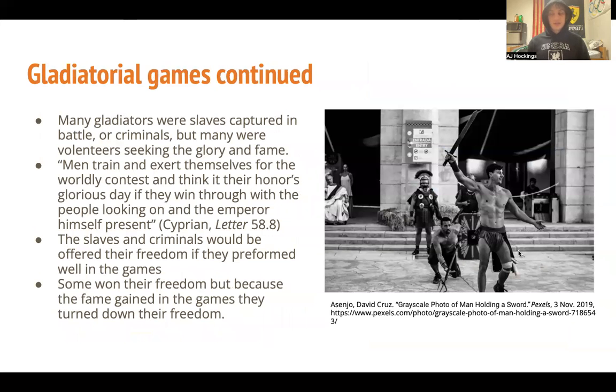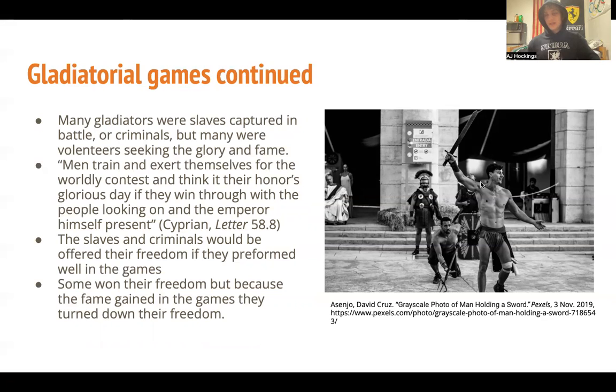Also continuing on the gladiator games, many gladiators were slaves that were captured in battle or criminals, but many were volunteers. They wanted the glory and the fame of being a great warrior in front of their peers and in front of the emperor. So here's an ancient source that I quoted about how men train and exert themselves for worldly contests and think it is their honor and glory if they win through with people looking on and the emperor himself present.